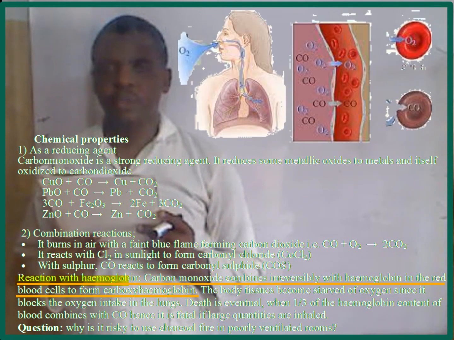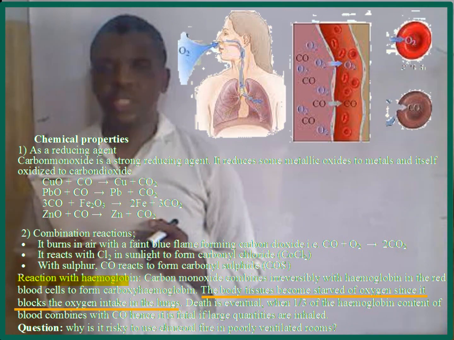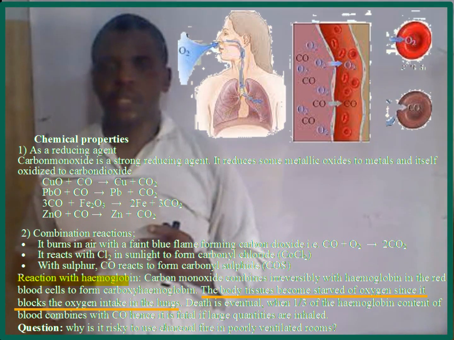Reaction with hemoglobin. Carbon monoxide combines irreversibly with hemoglobin in red blood cells to form carboxyhemoglobin. The body tissues become starved of oxygen since it blocks the oxygen intake in the lungs.